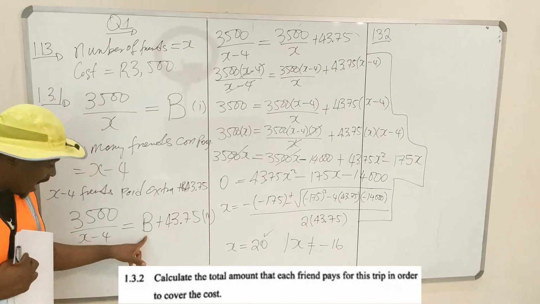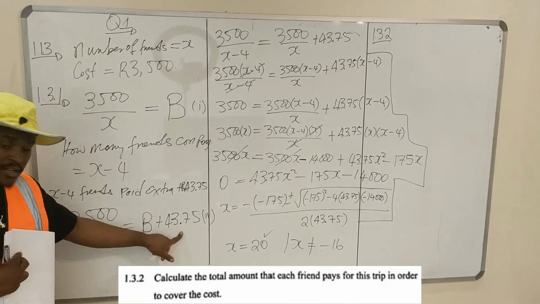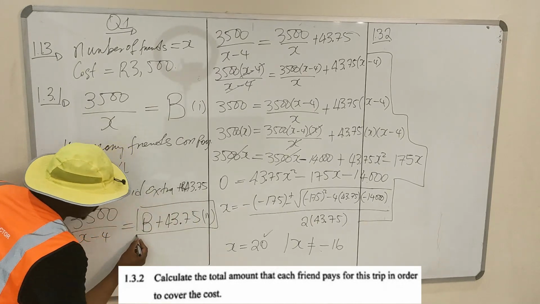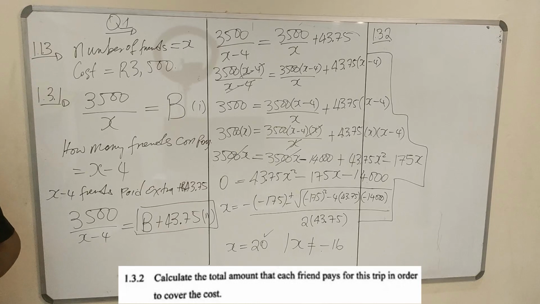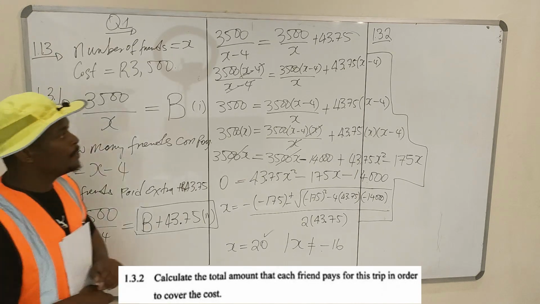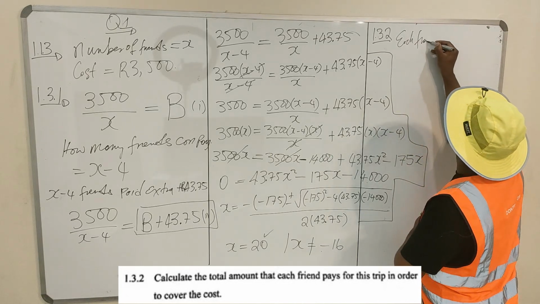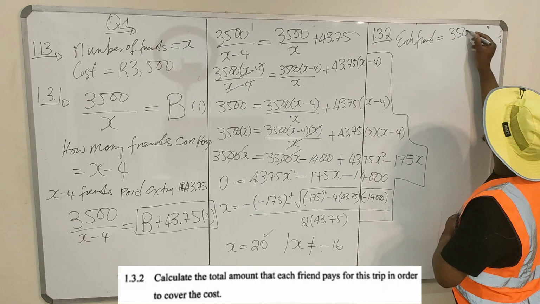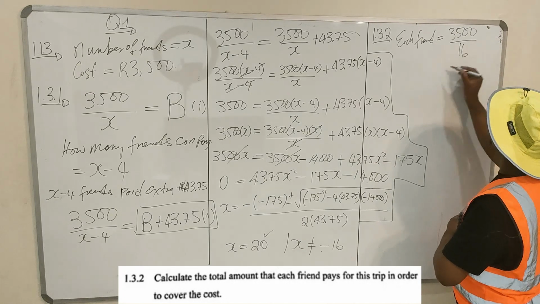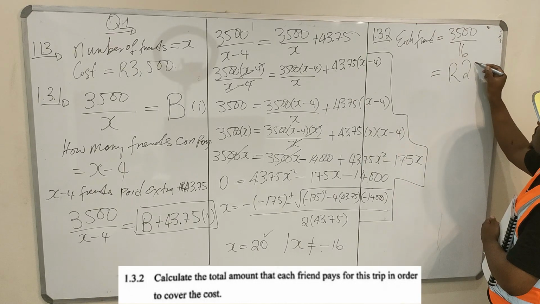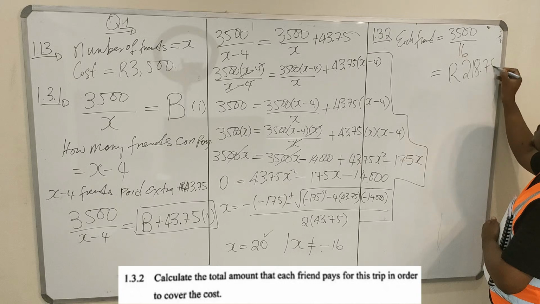So we know that each friend will pay this amount. Do you understand? Yes. Because it was the original amount that each one was supposed to pay plus 43 rand. So this is what each friend should be paying. So in order to find it, it should be 3,500 divided by 16, because there are 16 of them paying. So each friend will pay 3,500 divided by 16. What is the amount? 218.75.